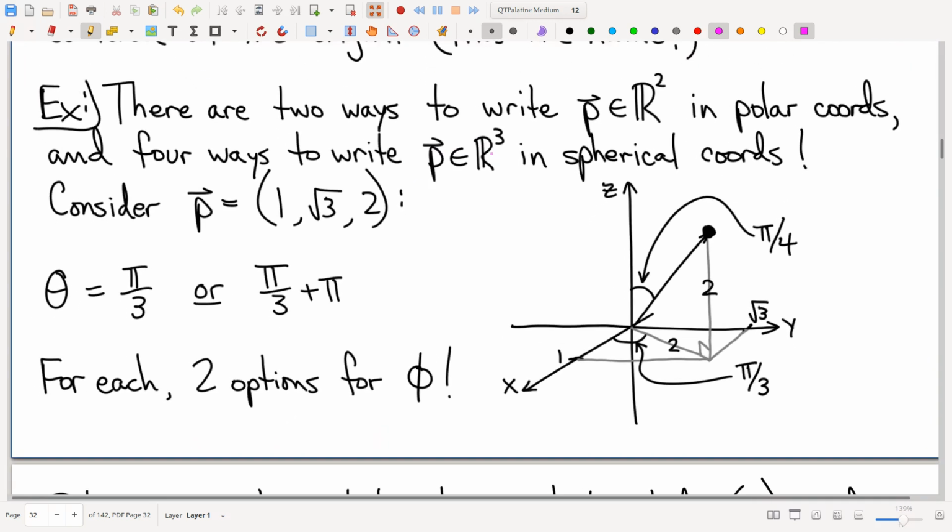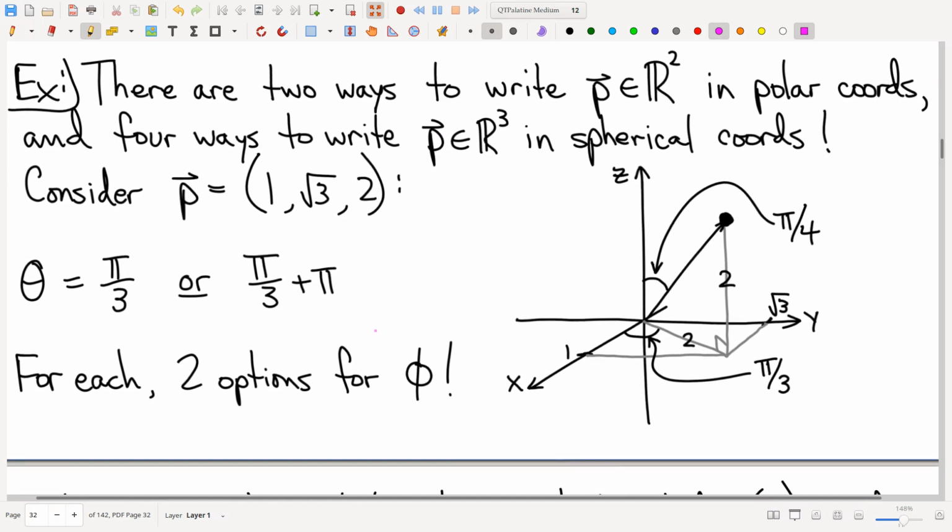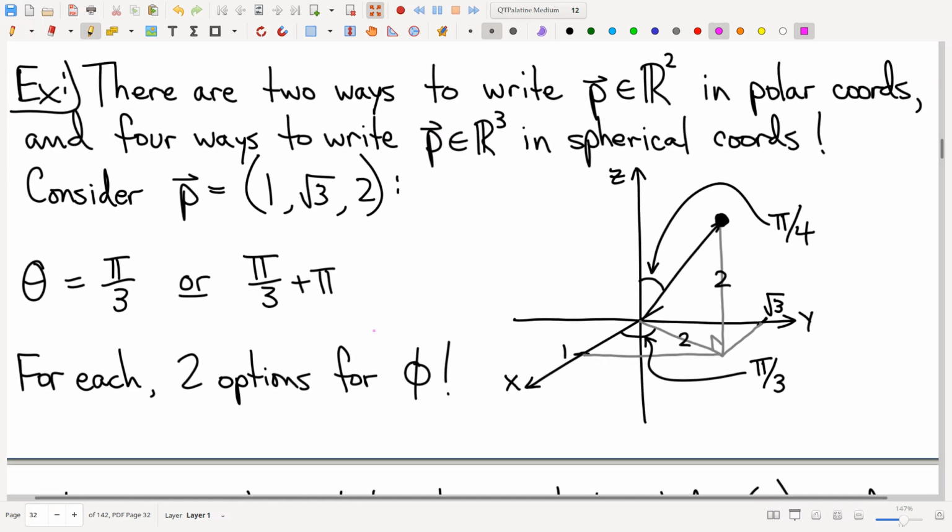Remember we talked about the non-uniqueness of polar coordinates. In some sense, there's two different directions that you can use to get to a point in the plane. You can either go exactly the right direction, or you can go exactly the wrong direction by a negative r. So take your pick.